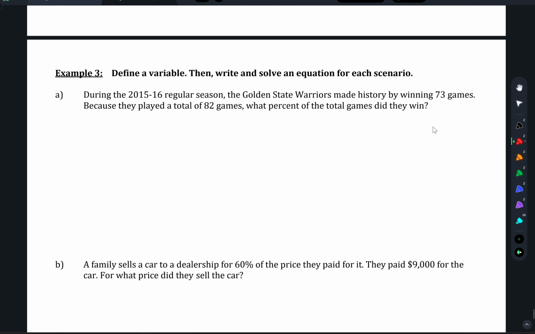So in this problem, during the 2015-16 regular season, the Golden State Warriors made history by winning 73 games. Because they played a total of 82 games, what percent of the total games did they win? What am I looking for in this problem? Am I looking for the part, the whole, or the percent? Monica. I'm looking for the percent. It says what percent of the total games did they win? So let's call our variable x, and it represents the percent of games won.